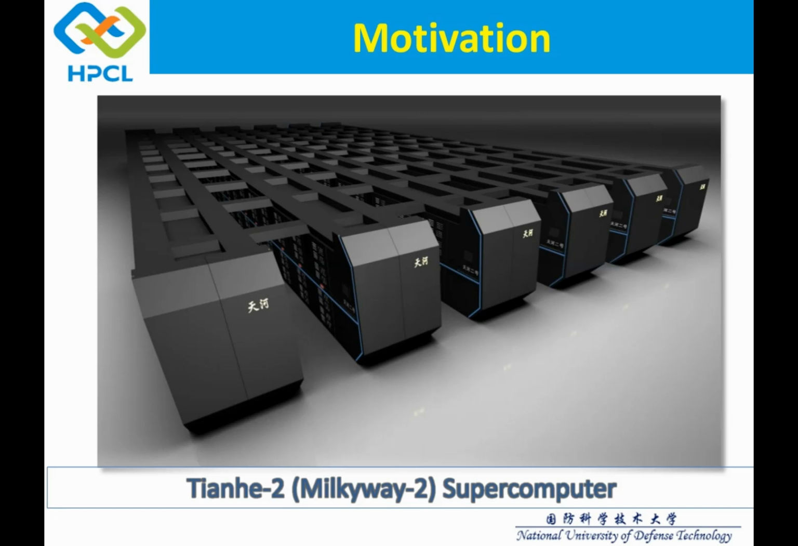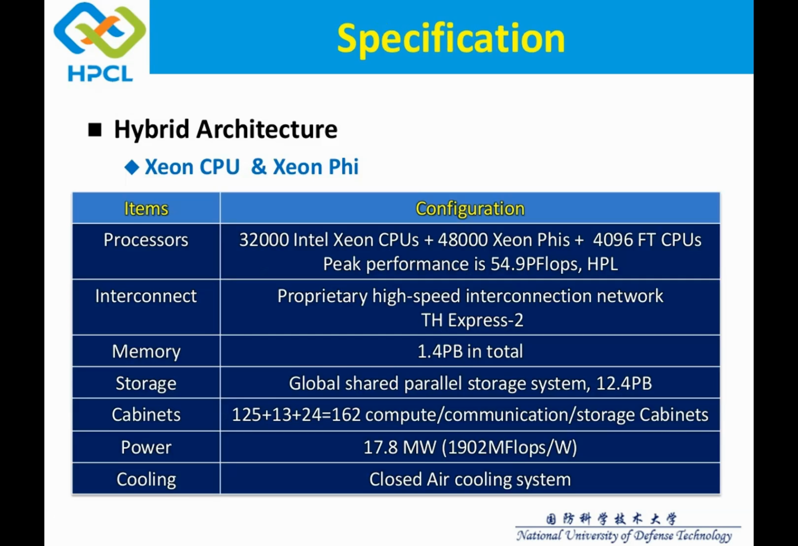And here's a picture of the computer. It consists of all of these racks. We're going to go through the architecture of this computer. First of all, just some numbers. This Tianhe computer is based on Intel processors. It's got 32,000 Intel Xeon CPUs, and in addition to that, it's got 48,000 Xeon Phi CPUs.